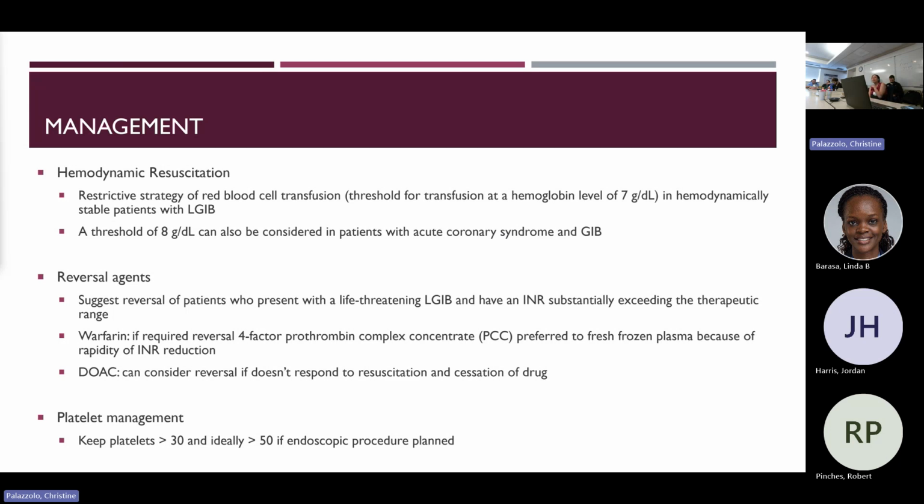For platelets, ideally you want them above 30. For our procedures, 50 is kind of our goal. So if you have a patient who's experiencing that and we are going to scope, we'll try and get that to 50.